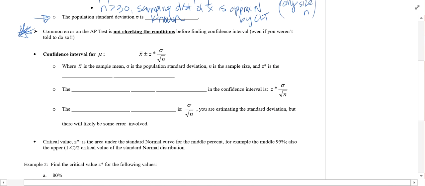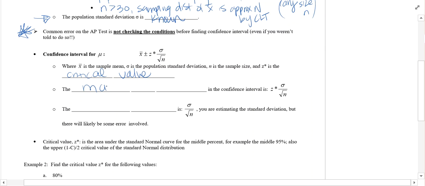Okay, so your formula for confidence interval is this: X bar plus or minus Z star, which we'll talk about what that means. But everything else you should recognize. X bar, standard deviation over square root of n. Where X bar is the sample mean, sigma is the population standard deviation, n is the sample size, and Z star is what's called the critical value. A couple more vocabulary words for you, and then we'll talk about what Z star is.